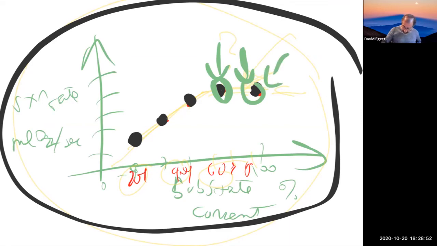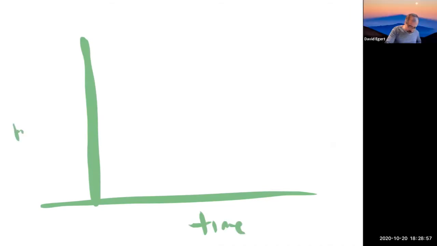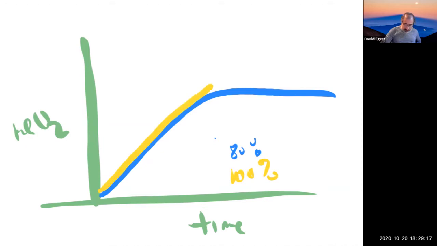Like if I was looking at time versus mils of oxygen, if this was like 80%, it went like this, and then I had the 100%, oh, it's got the same rate. But since there's more hydrogen peroxide, it's going to continue on for longer before it ends. I'll make more oxygen before I'm done. But in terms of the rate, it's identical, right?